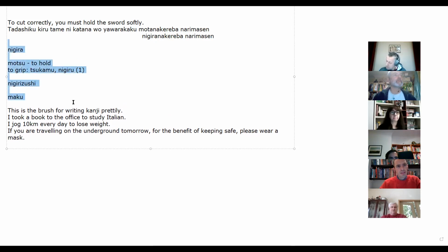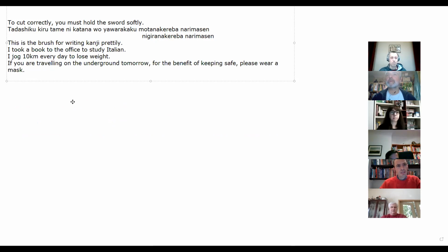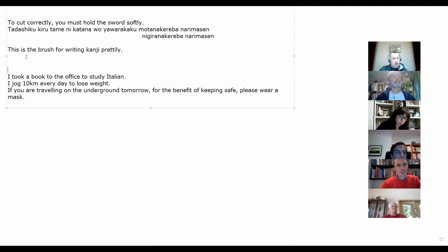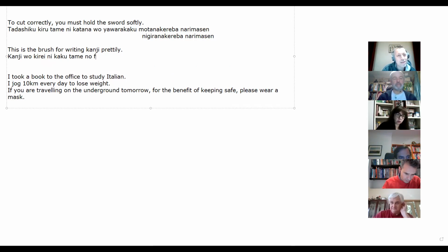Okay, how are we doing for time? Still got some time left. Let's go to Tom. This is the brush for writing kanji prettily. Kirei na kaku. So you can't put this na before a verb. Kirei ni, because it's an adverb. Exactly. Kirei ni kaku tame no fude desu. Very good.